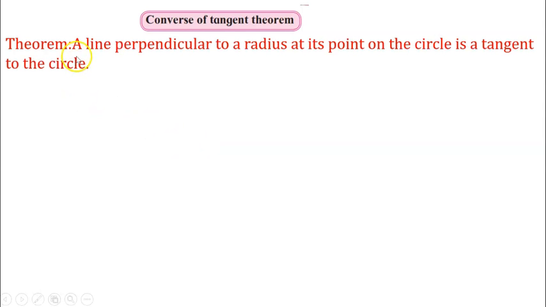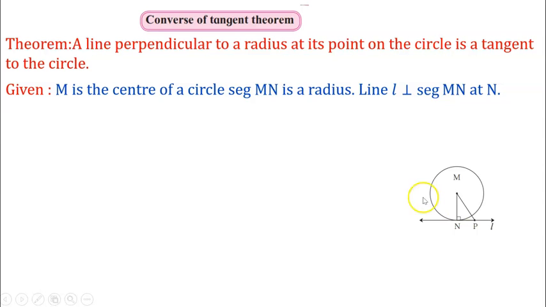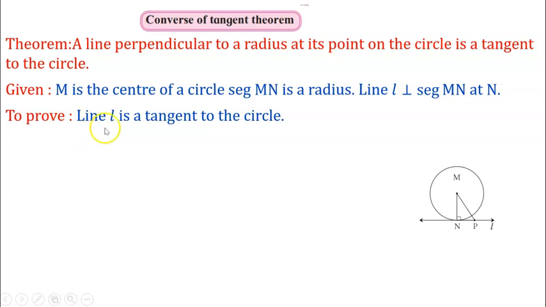Now next, the converse of the tangent theorem. What is that theorem? A line perpendicular to a radius at its point on the circle is a tangent to the circle. See this figure. M is the center of a circle. Segment MN is a radius. Line L is perpendicular to segment MN at N. To prove: line L is a tangent to the circle.